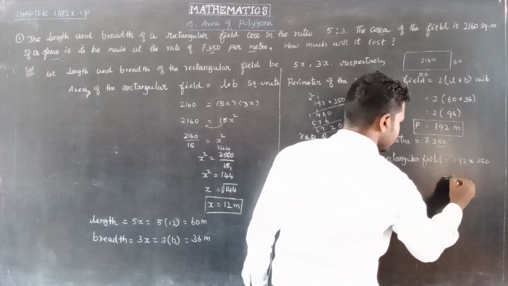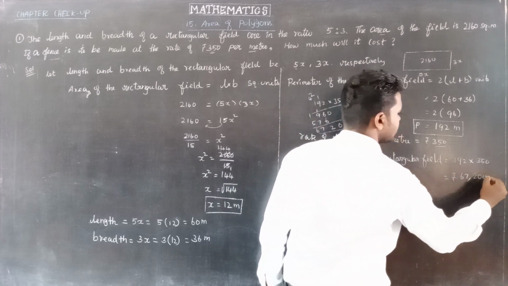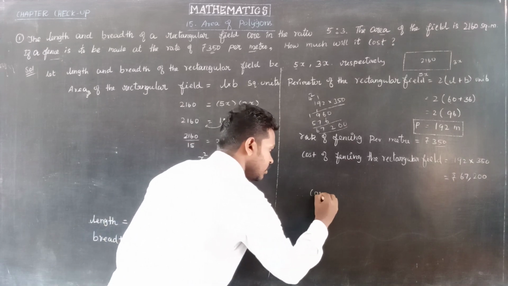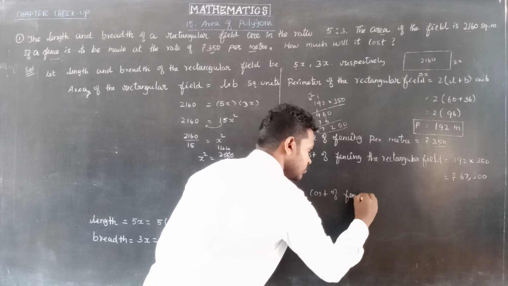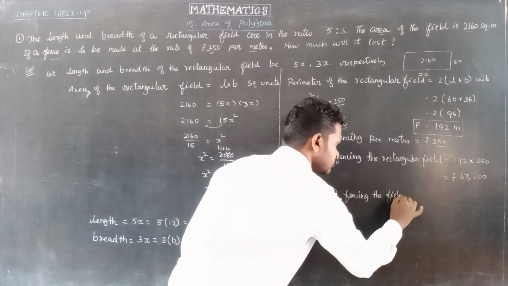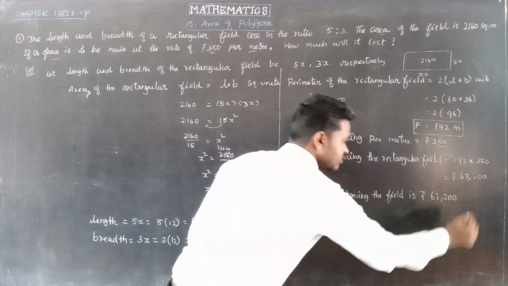So the product is 67,200. Therefore, the cost of fencing the field is ₹67,200. Thank you.